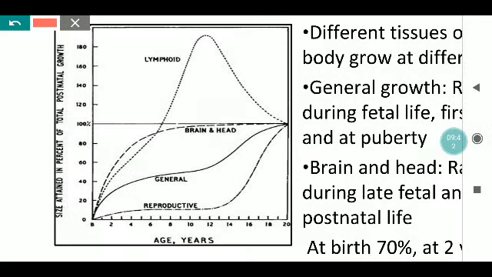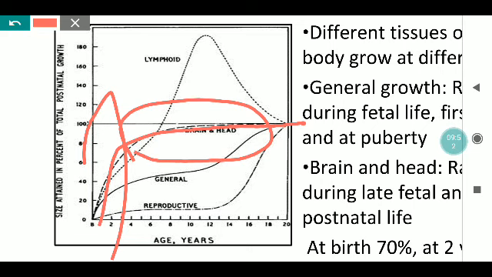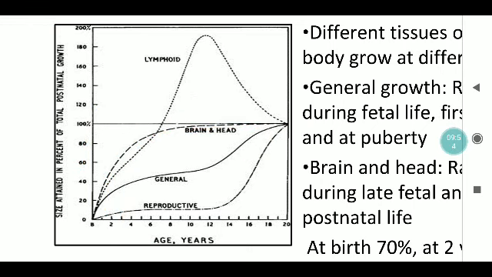Secondly, if we consider the growth of the brain and the head, it is maximum initially, after which it plateaus. So 70% occurs within the first year, and the balance occurs over a slower duration. Thirdly, if we consider the lymphoid tissues, namely the tonsils, lymph nodes, lymphatic vessels, and bone marrow, growth is somewhat steady. It peaks during late childhood, followed by a dip and a plateau later on. And the reproductive maturity is minimal up to puberty, and at puberty there is a sudden peak.